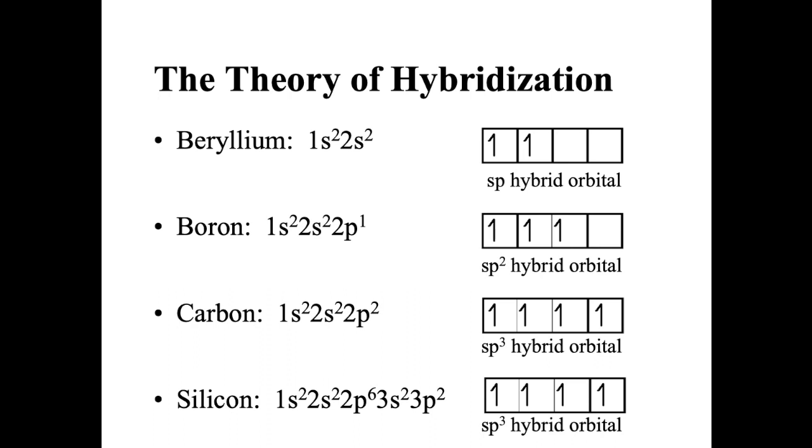Now, one thing to remember is you are going to need to know that these 4 elements have hybrid orbitals. It's going to show up on the test, and it's going to show up on the exam. So this is something that you're going to want to know.